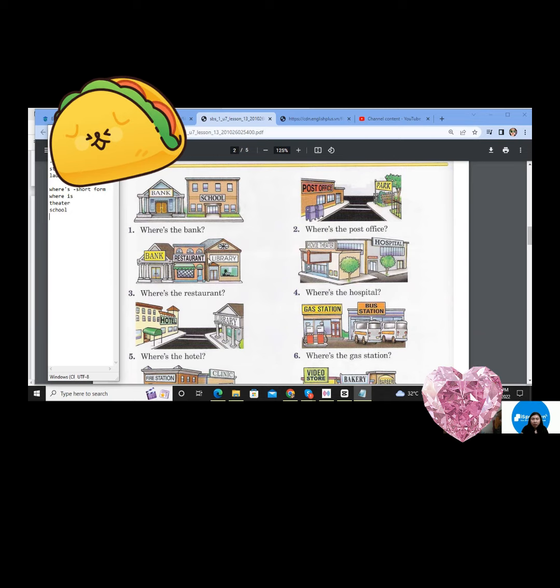Okay, so here bank, restaurant, and library. Where's the restaurant? The restaurant is between the bank and library. Very good. Okay, so number four. Here we have the movie theater and the hospital. Where's the hospital? The hospital is around. Yes.